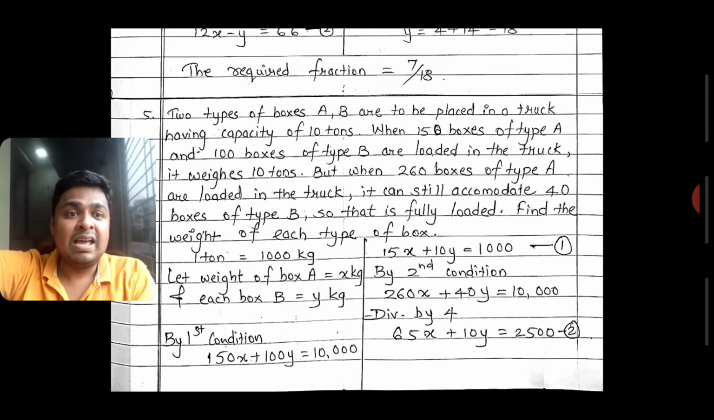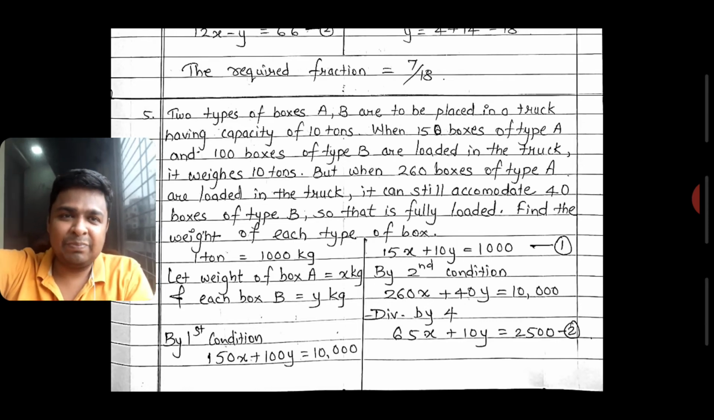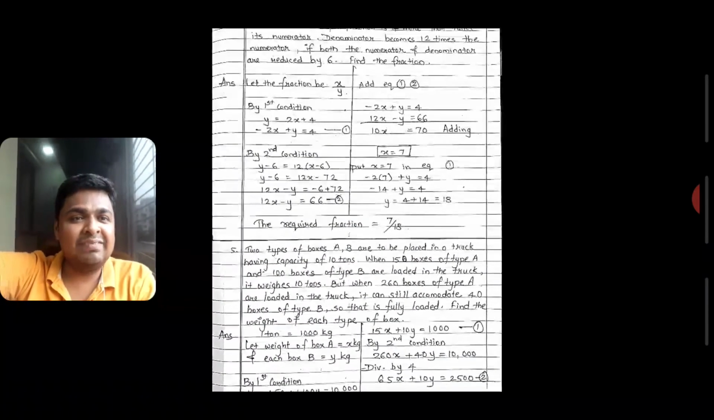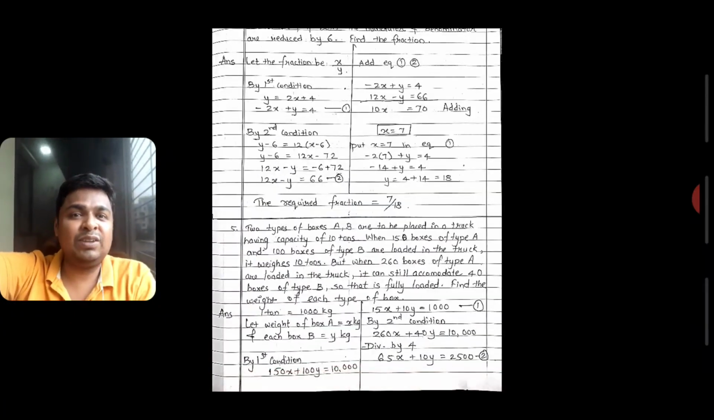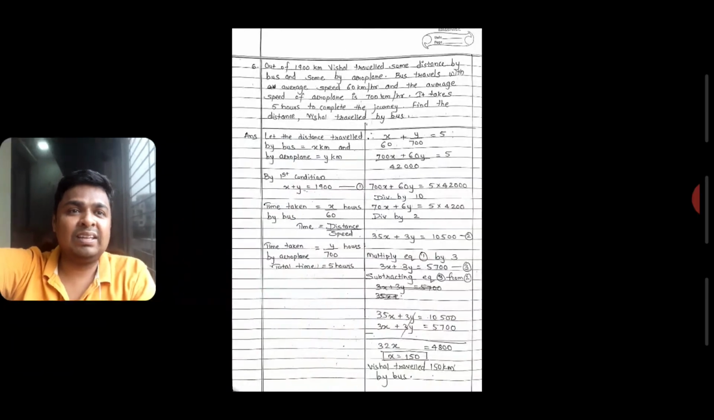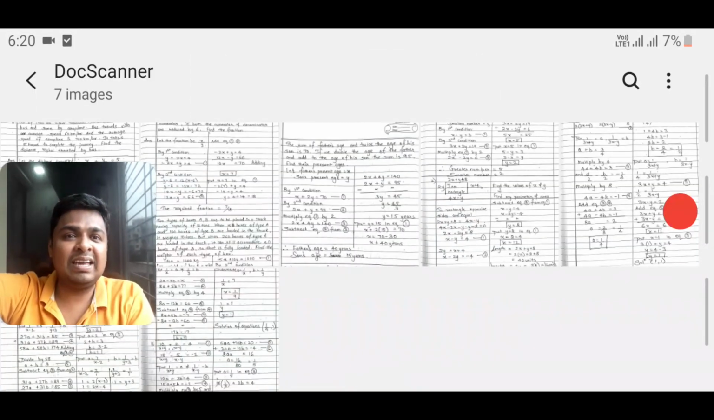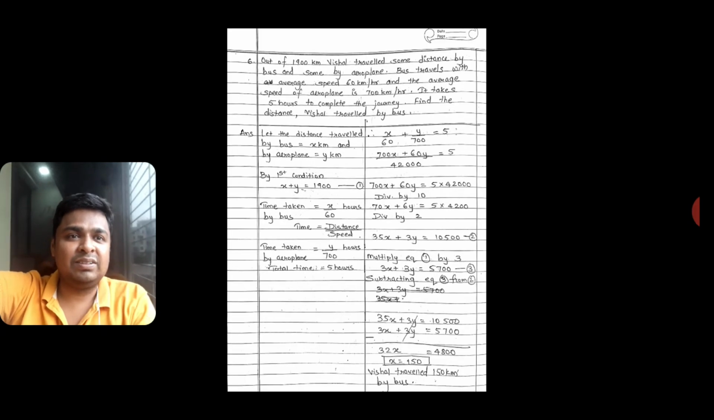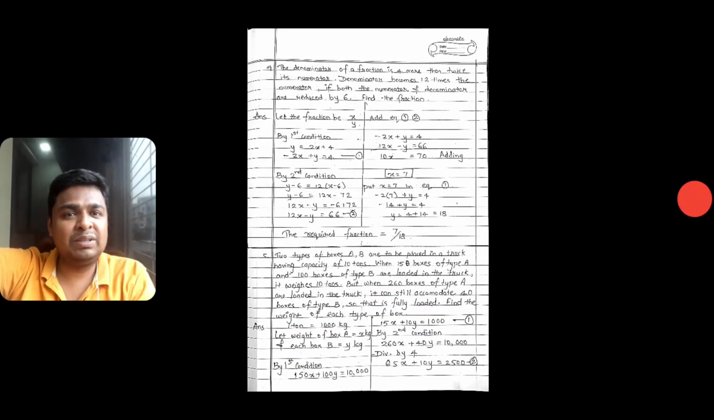Second equation. Now the 10y I can easily cancel because it is the same. So you can easily cancel it, and further you can solve it and you will get the value. It is easier to solve further. So I give it to you now. You solve it further.